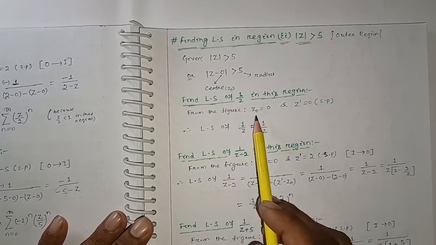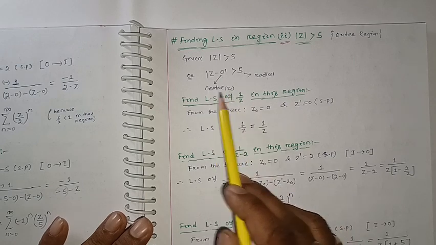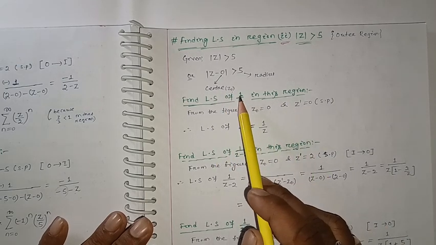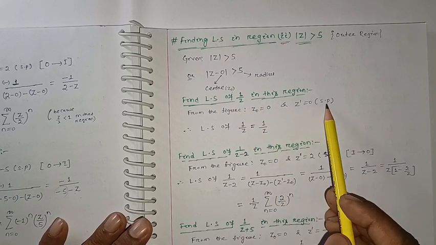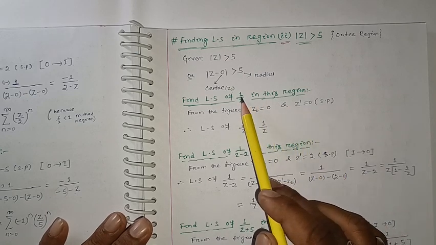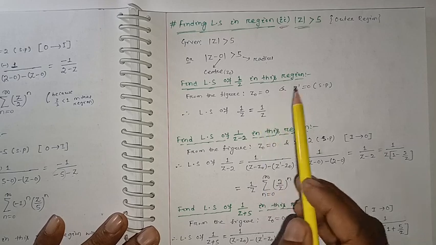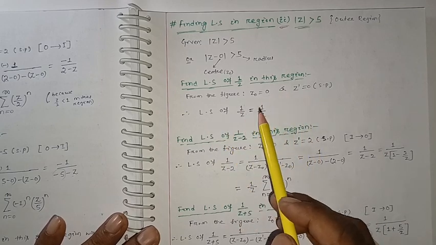For this function, Z0 is 0, and Z dash is also 0 for the function 1 by Z, because if I put 0, it will not be defined, not analytic, so Z dash will be 0, as this is the singular point of this function. Here Z0 and Z dash coincide, so the Laurent series of 1 by Z will be 1 by Z.